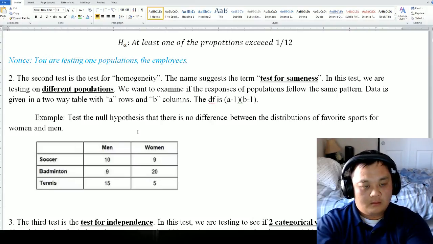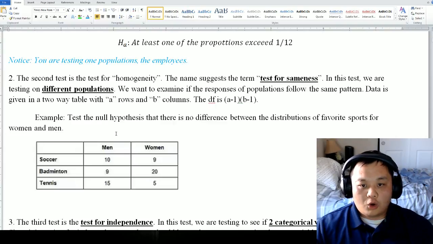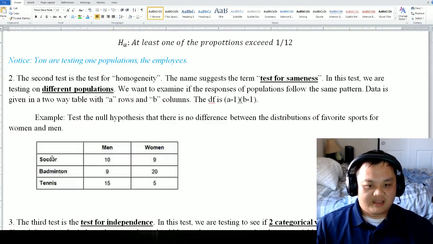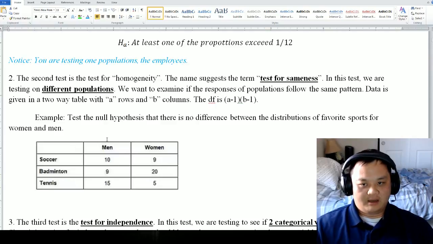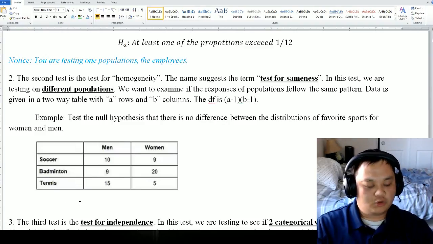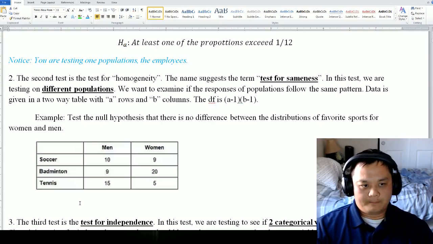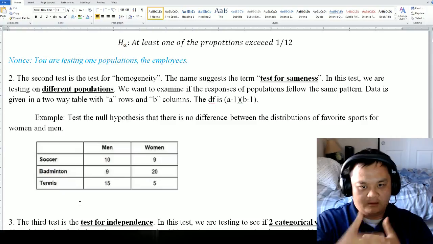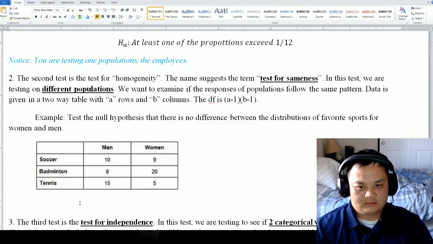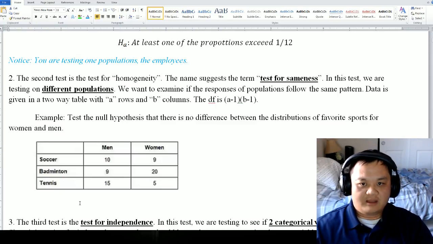I mean, like the soccer, badminton, tennis. Here, yes, it could have different categories. But in terms of the population, it's the column. It can have a different amount of rows. The rows don't matter. Okay. Any other questions?